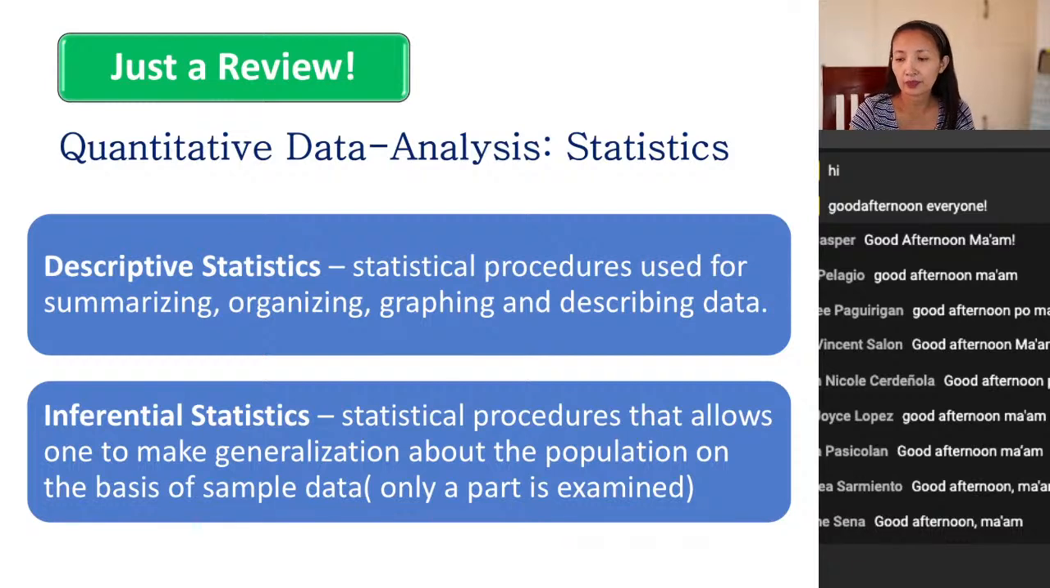While inferential statistics cover statistical procedures that allow one to make generalizations about the population on the basis of sample data. So we estimate a parameter. You know what a parameter is? It's a measure of the population. So we estimate a parameter from a sample, only examining a part of the population, because we can't always take the whole population for practical reasons. So we only take a portion of the population and use that portion or sample to estimate the parameter. That's one concern of inferential statistics, estimation. And the other is making inferences or generalizations about the population from the sample, hypothesis testing.